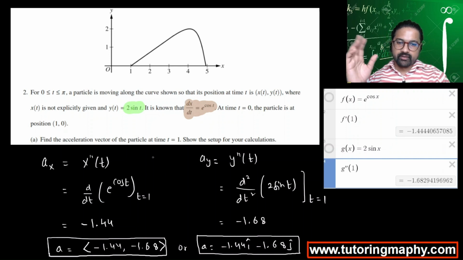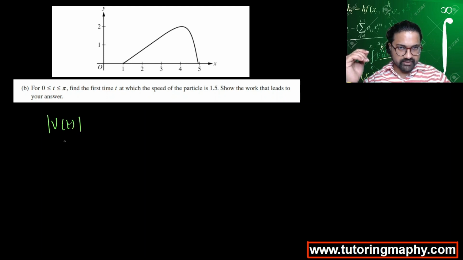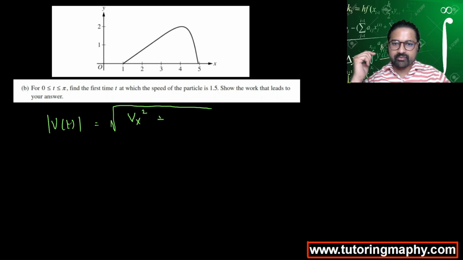All right, this is the first question of the first part of question number 2. The second part is asking that for t equal to 0 to pi, find the first time t at which the speed of the particle is 1.5. Let's ask ourselves, what is the formula for the speed? The speed of the particle is the absolute value of the velocity function and is given by the root of velocity in the x direction squared plus velocity in the y direction squared. A very straightforward formula.